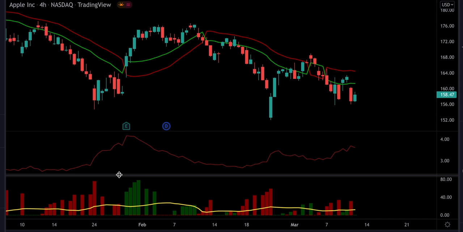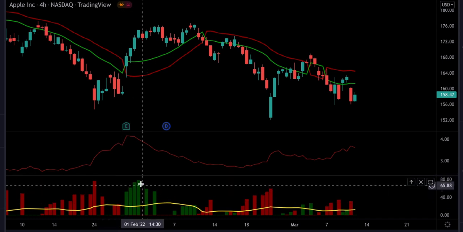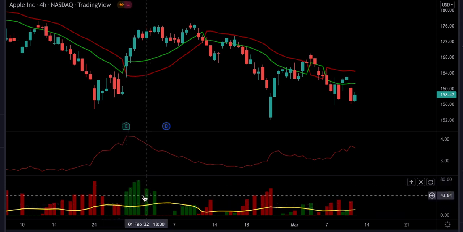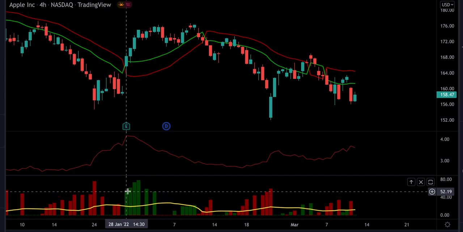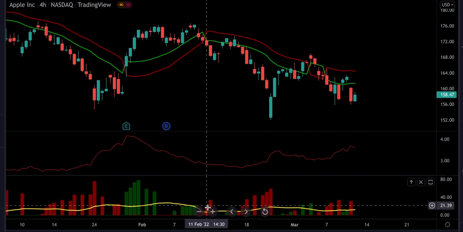The second rule to enter the trade is that we need to have sufficient volume in the market. Whenever we see this histogram above this yellow line, this indicates that we have sufficient volume in the market. Also, if we enter a long trade, we need to have our histogram colored in green. And the same rule applies for entering short trades, so this histogram has to be colored in red.